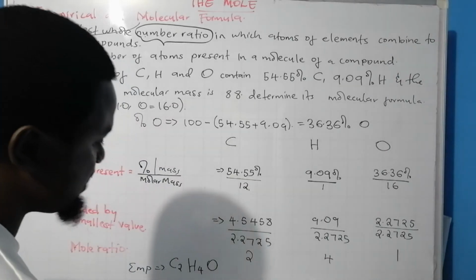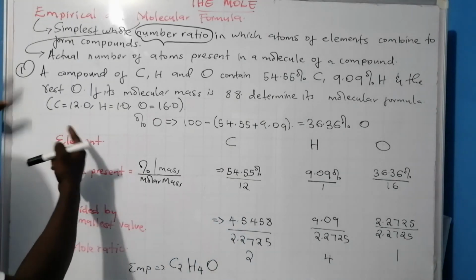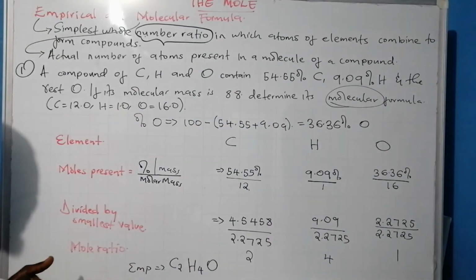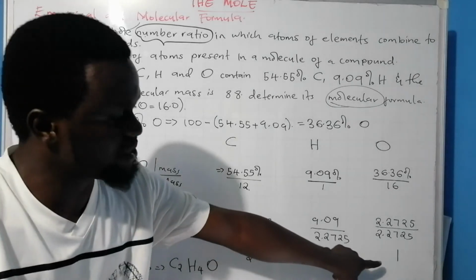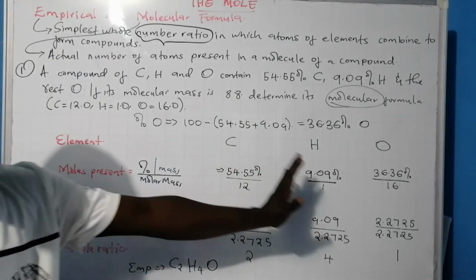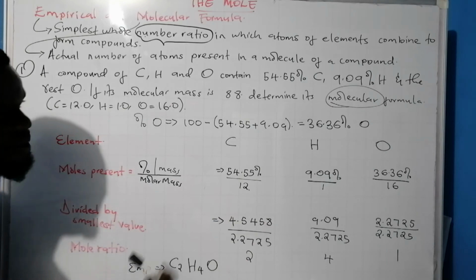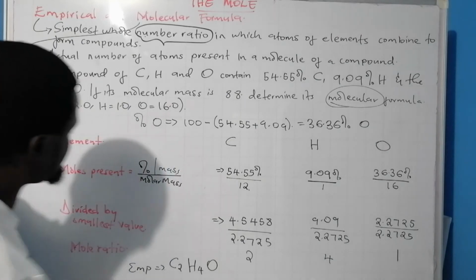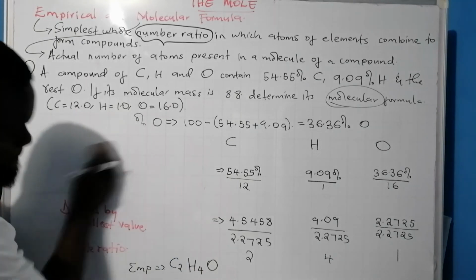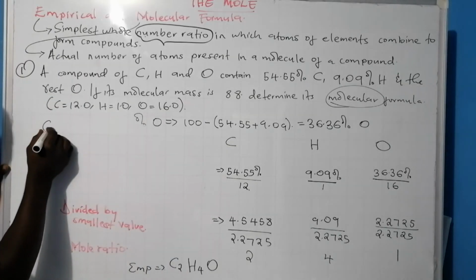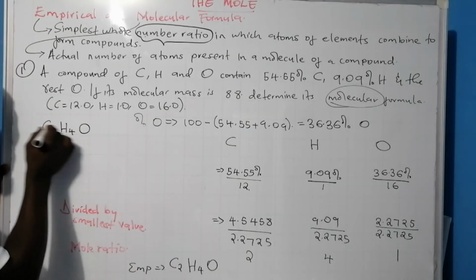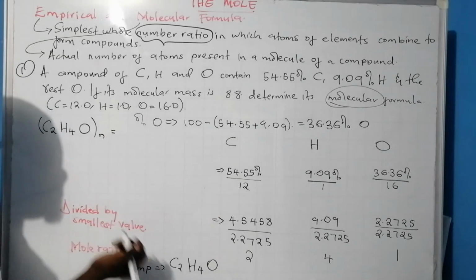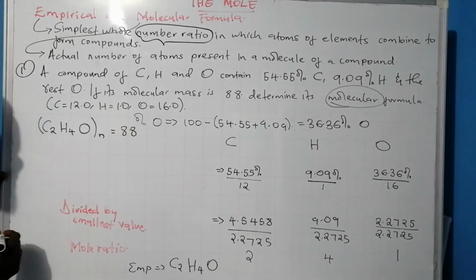Now, next step, we are supposed to write the molecular formula. This is the empirical formula. And empirical formula is gotten from the simplest ratio of the moles of those atoms, of those elements. Now, how do I calculate the molecular formula? This is how. I will say that C2H4O multiplied by a constant value n, and the total molar mass should be equivalent to 88.